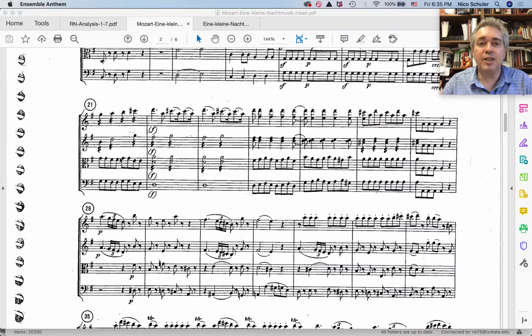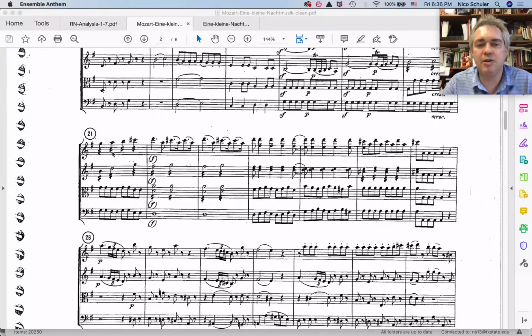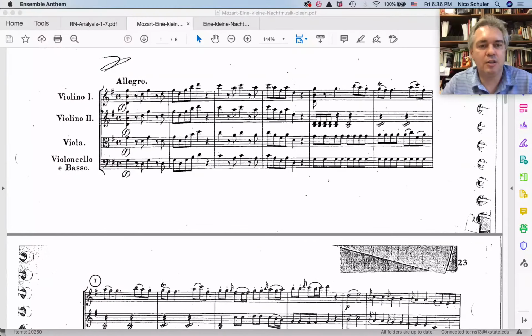Hello, I want to briefly explain how to pursue a harmonic analysis of a piece of music that modulates. It's not always so easy to find and identify modulations, but what we can generally look for is, of course, the overall key. In most tonal music, at least in classical and even in romantic music, there is an overall key in which the piece starts and ends, but in between there may be modulations.